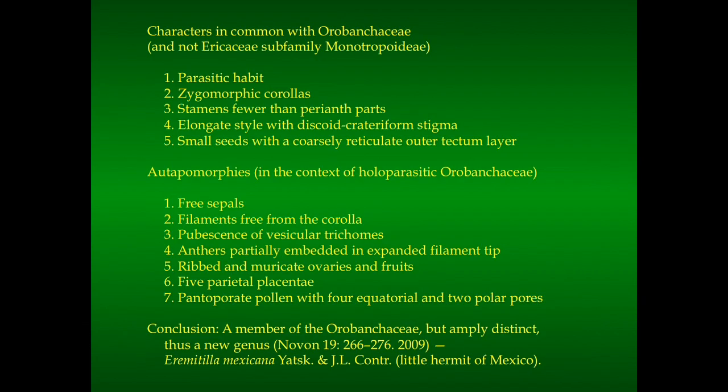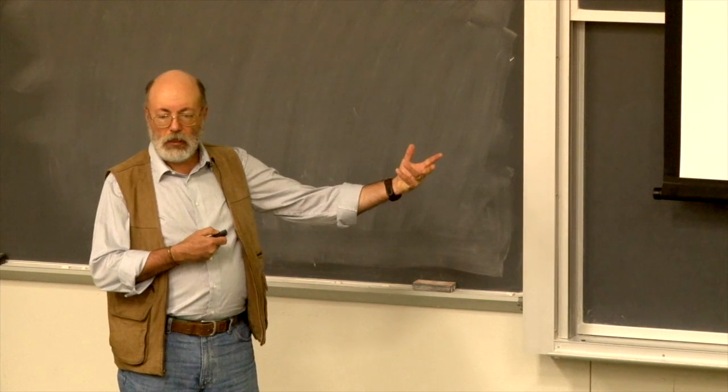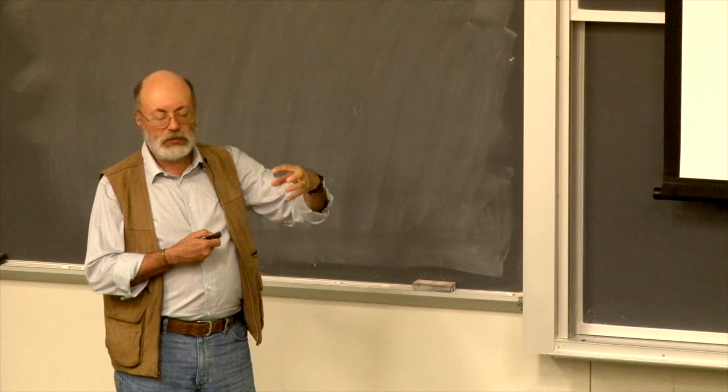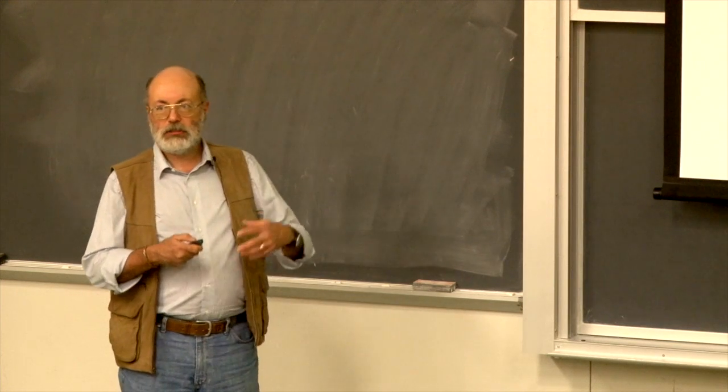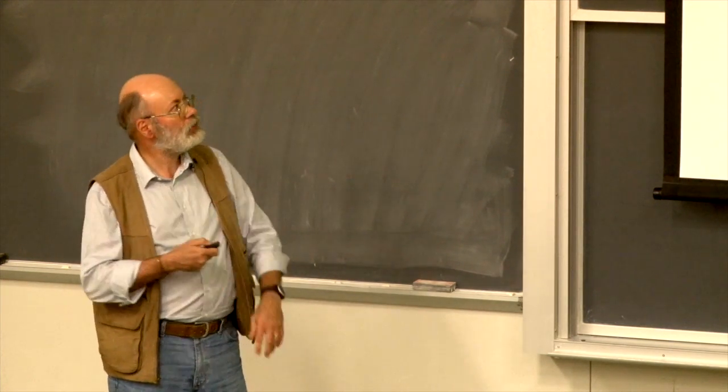So we can summarize. We knew that this plant was probably going to be Orobanchaceae because it had a direct attachment to another plant root as opposed to being attached to the fungi. But it also had these characters of bilateral symmetry of the flowers, which we call zygomorphic, whereas the Ericaceae and the other things have flowers that are radially symmetrical. It also had stamens fewer than the number of perianth parts, that is the petals and sepals, whereas the Ericaceae have as many as or twice as many as.